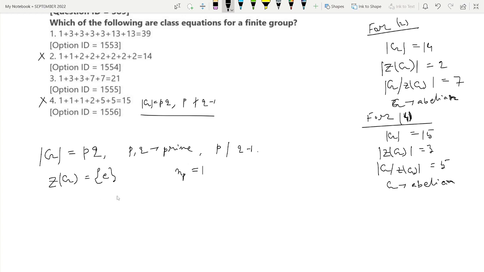So first see, the number of Sylow q-subgroups n_q is 1 plus qk, and here clearly this k must be 0 and n_q is equal to 1. So there is a unique Sylow q-subgroup, say H is that unique Sylow q-subgroup, and the order of H is q.